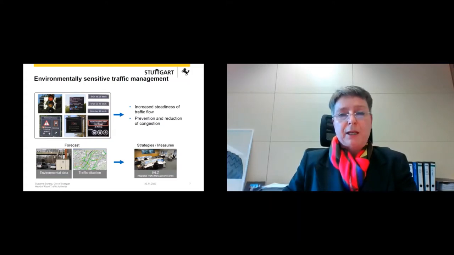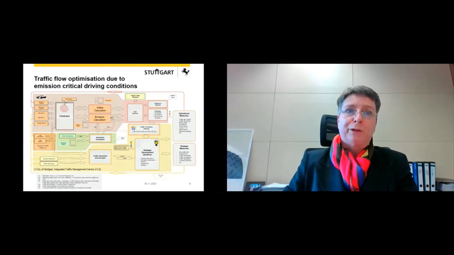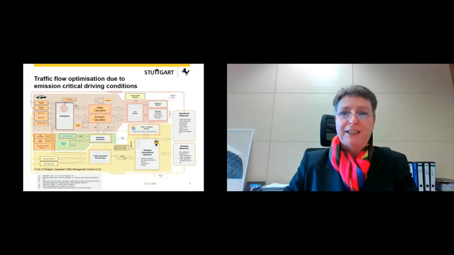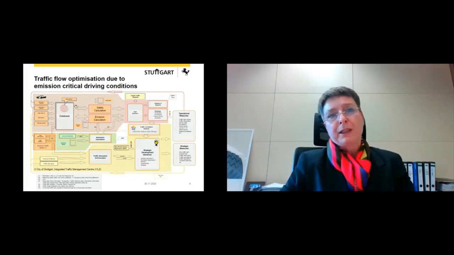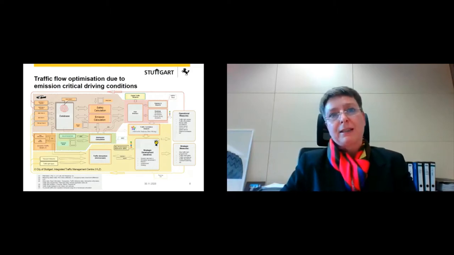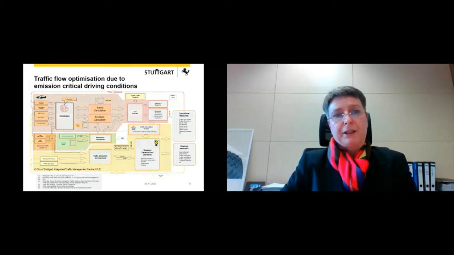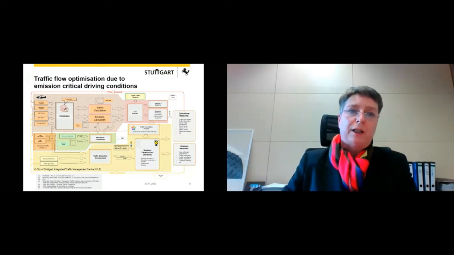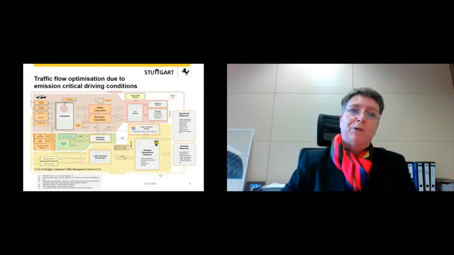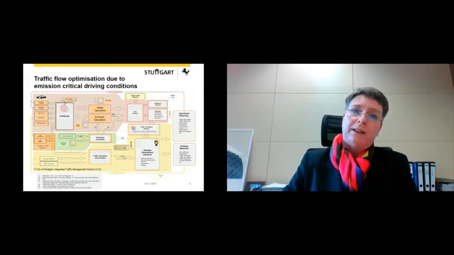What we have now done is we tendered a project called traffic flow optimization due to emission-critical driving conditions. As you see on the left side above, that's the very new approach. We integrate the traffic data coming from a vehicle fleet, and those data, not only the usual FCD but also the driving cycle data, will be matched together with the other data used by traffic management to calculate online a safety calculation and an emission calculation.